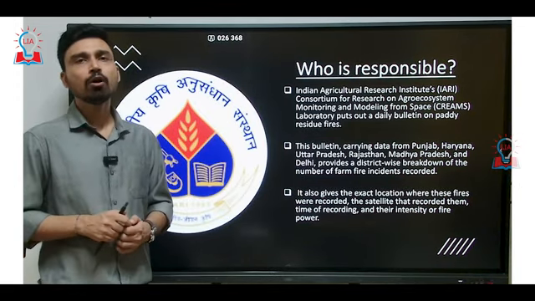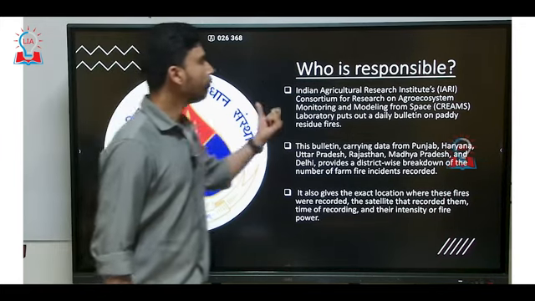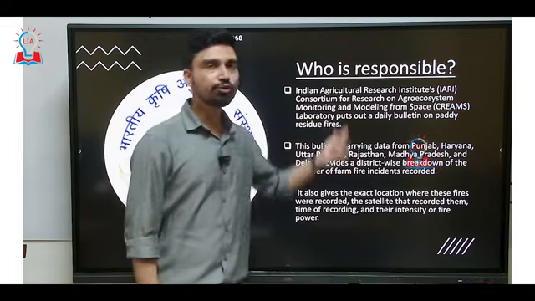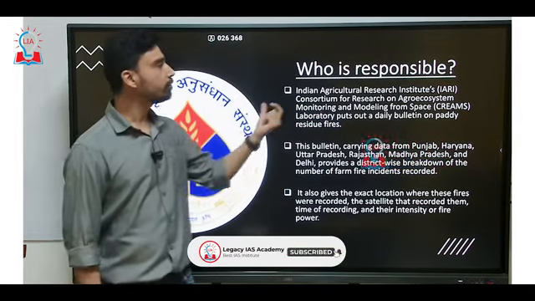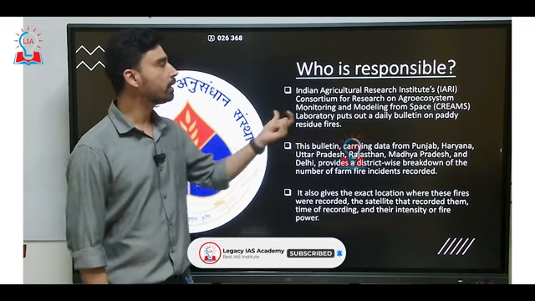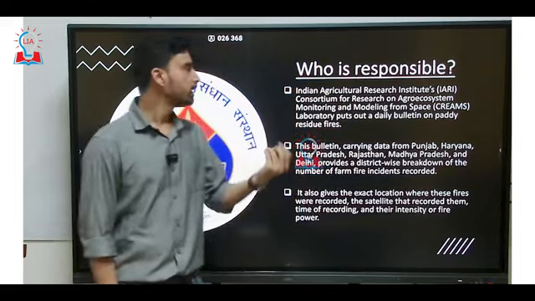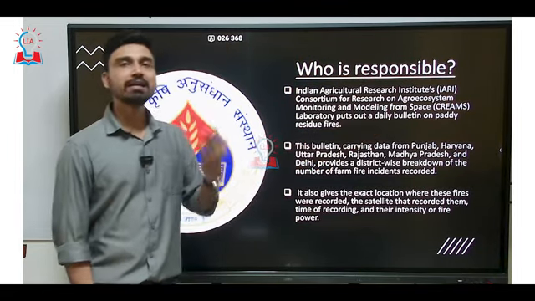Now, for counting of the farm fires, who is responsible? So first of all, the Government of India has an organization called the Indian Agricultural Research Institute, also referred to as IARI. And the IARI Consortium for Research on Agro-Ecosystem Monitoring and Modeling from Space has developed a system that in short is also referred to as CREAMS. So the CREAMS laboratory puts out a daily bulletin on the paddy residue fires.